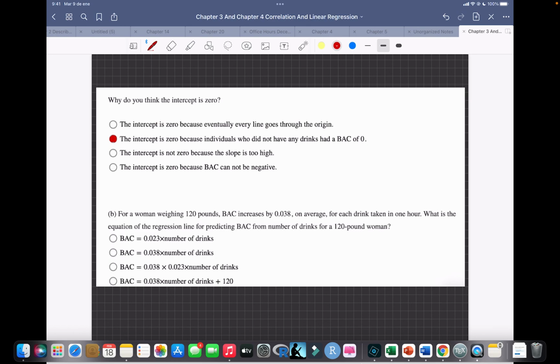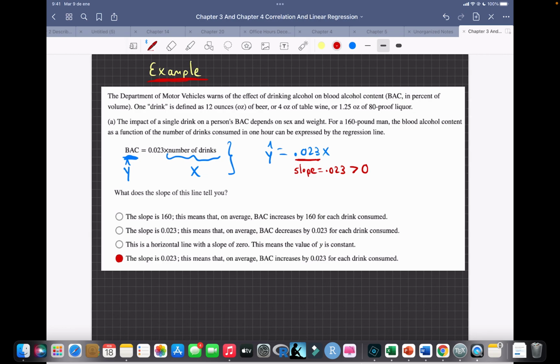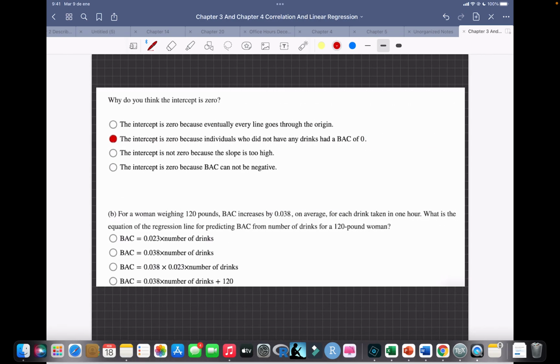Part B, for a woman weighing 120 pounds, BAC increases by 0.038 on average for each drink taken in 1 hour. What is the equation of the regression line for predicting BAC from number of drinks for a 120-pound woman? In this case, it's going to be the same model as this one we have here, but instead of using 0.023, we have to use this number.